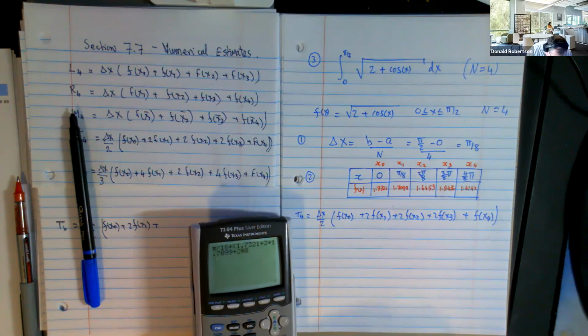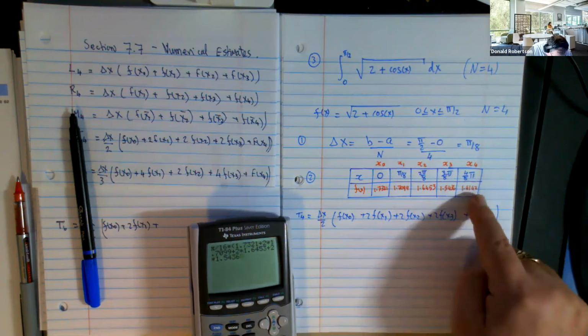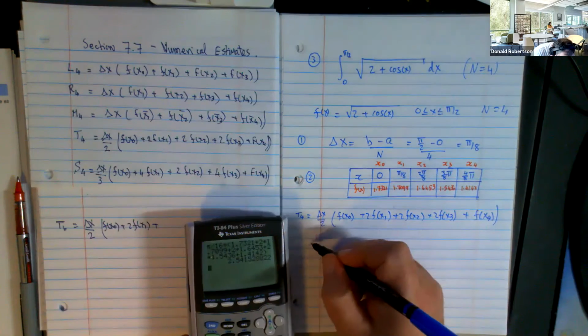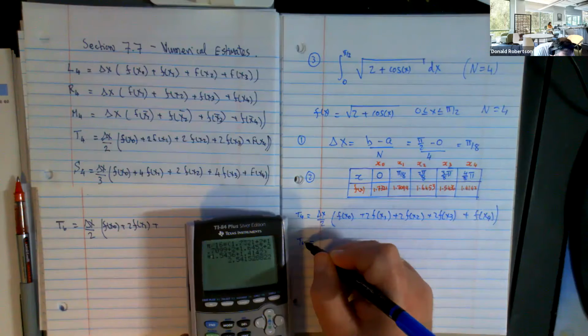Plus 2 times the next one. Plus 2 times the next one. And finish with 1 of the last guy. Close the brackets, hit enter. Keep your fingers crossed that I didn't screw up.